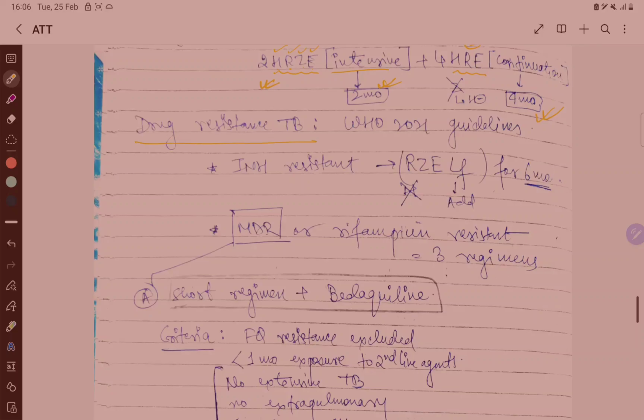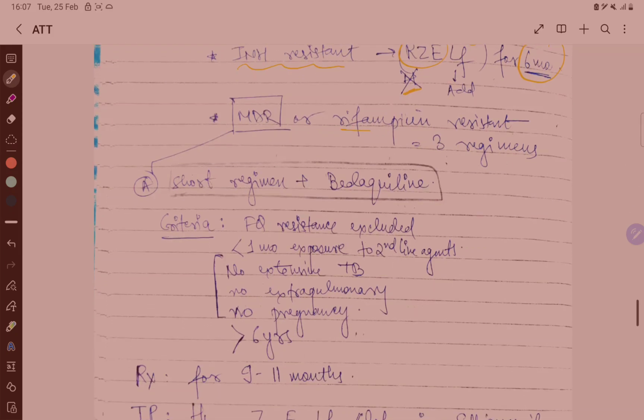Now drug resistant TB, as per WHO guidelines 2021, for INH resistance we give RZE. Because isoniazid is resistant, we add levofloxacin for 6 months. For MDR or rifampicin resistant TB, there are 3 regimens.